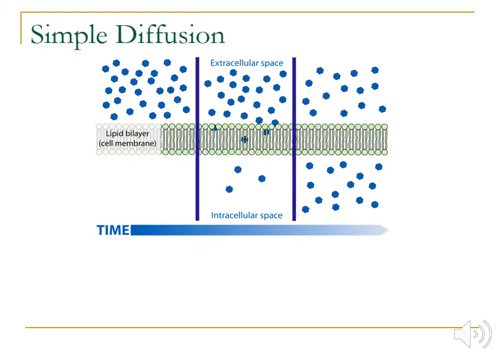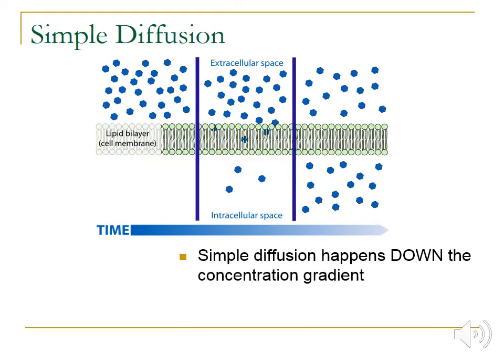In simple diffusion, molecules simply move across the lipid bilayer on their own through very small holes between those phospholipids. So you can see here that simple diffusion is happening down the concentration gradient. In other words, molecules are moving from an area of high concentration to an area of low concentration. The concentration gradient is simply the difference in concentration of molecules between two different spaces. So when molecules move down a concentration gradient, it means that they're moving from an area of high concentration to an area of low concentration.